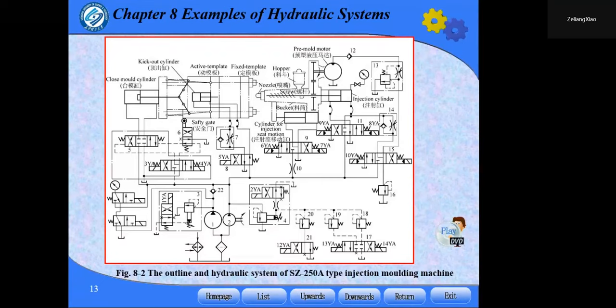For the open the mold chamber quickly. In this procedure, the oil from pump 1 and pump 2 supplies the system to speed up the open mold chamber.